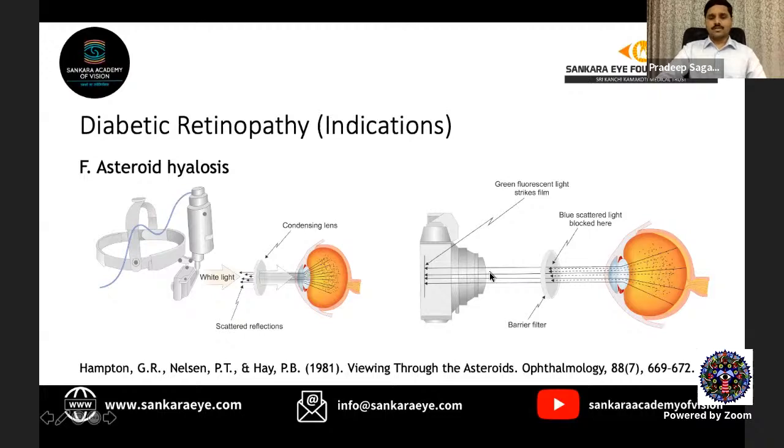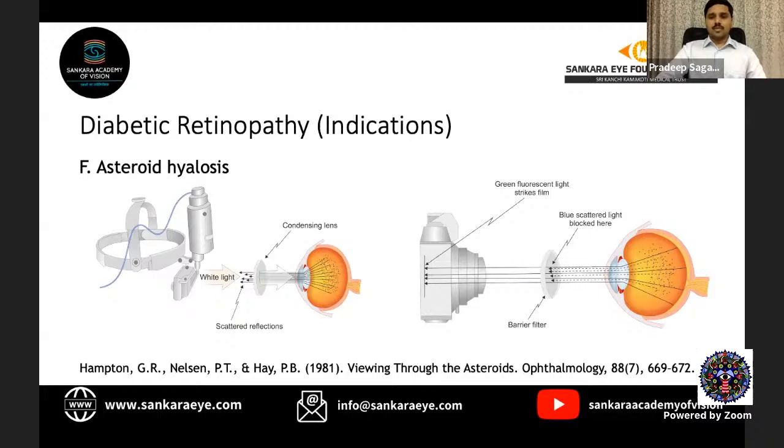Whereas in fluorescein angiography, we illuminate the fundus with blue light. Now, the blue light which reaches the fundus is absorbed by sodium fluorescein, and fluorescent green light is emitted, whereas the asteroid hyalosis scatters the blue light.